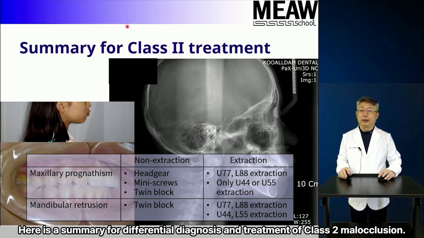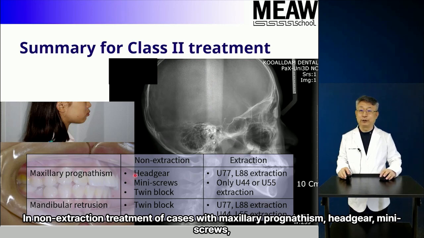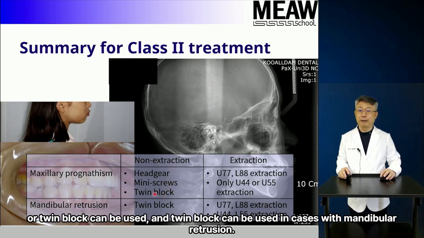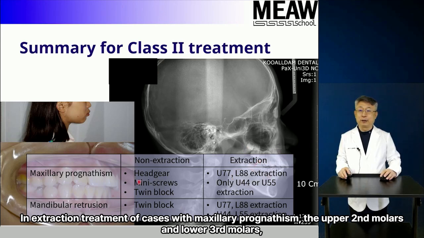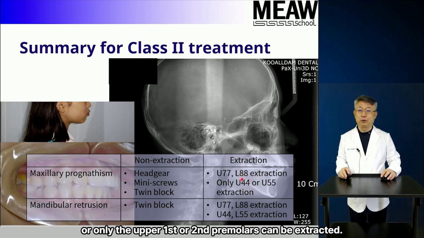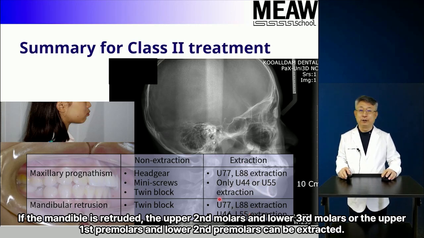Here is a summary for differential diagnosis and treatment of Class 2 malocclusion. In non-extraction treatment of cases with maxillary prognathism, headgear, mini screws or twin block can be used, and twin block can be used in cases with mandibular retrusion. In extraction treatment of cases with maxillary prognathism, the upper second molars and lower third molars, or only the upper first or second premolars, can be extracted. If the mandible is retruded, the upper second molars and lower third molars, or the upper first premolars and lower second premolars, can be extracted.